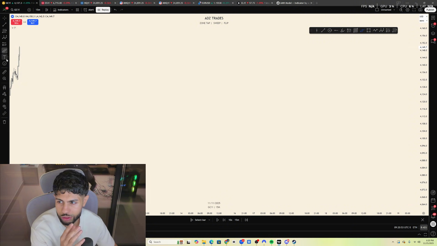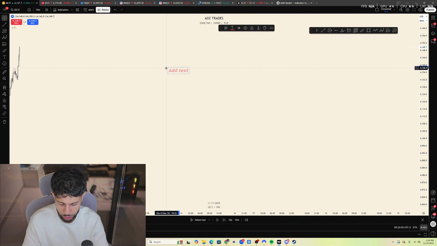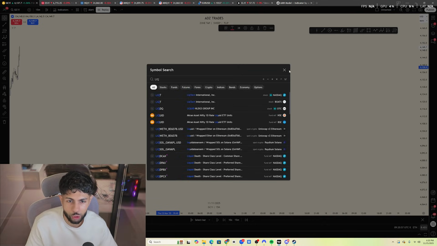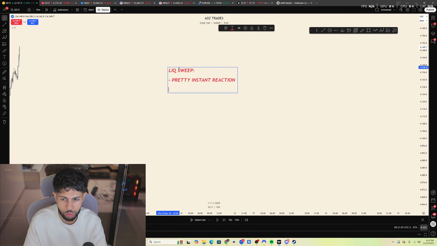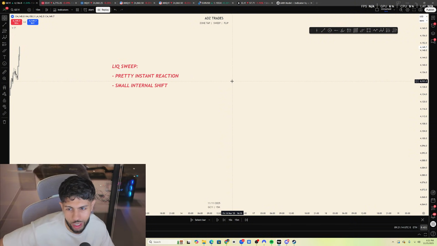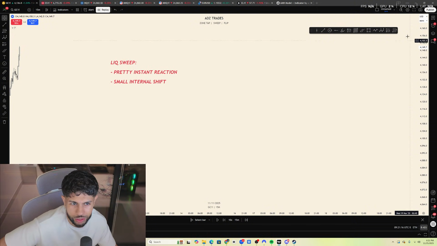So there's certain characteristics we want to see when we're looking at a liquidity sweep. Okay, we want to see a nice, pretty instant reaction. We want to see a small internal shift. And why? So let's start off with the first one. What is a liquidity sweep?